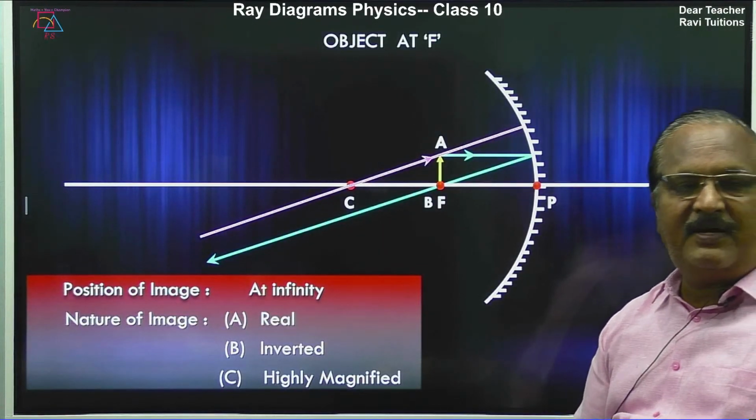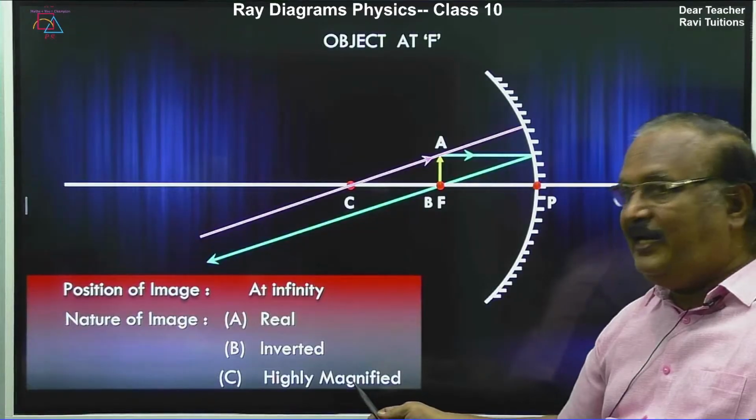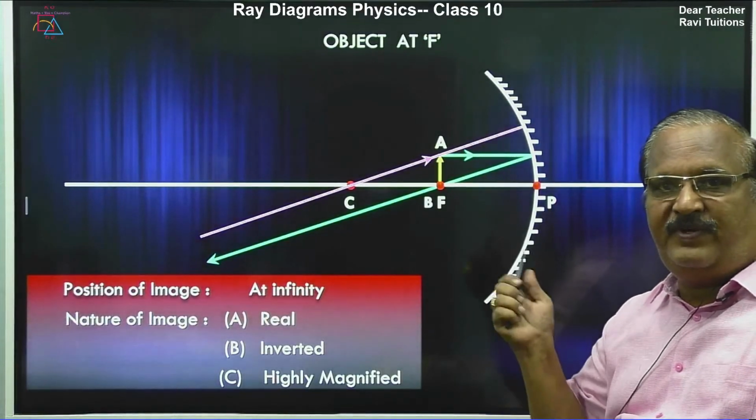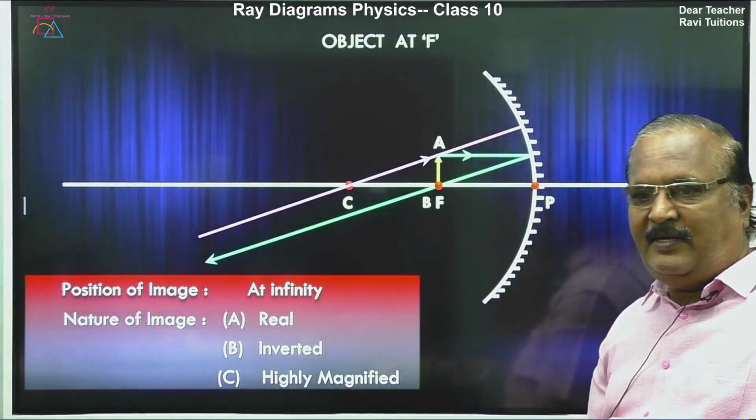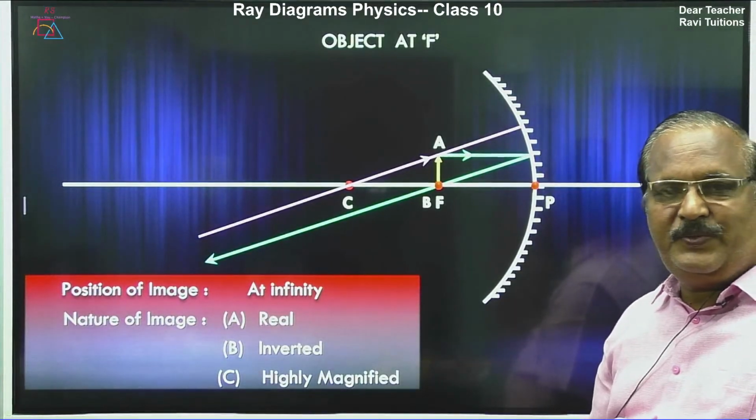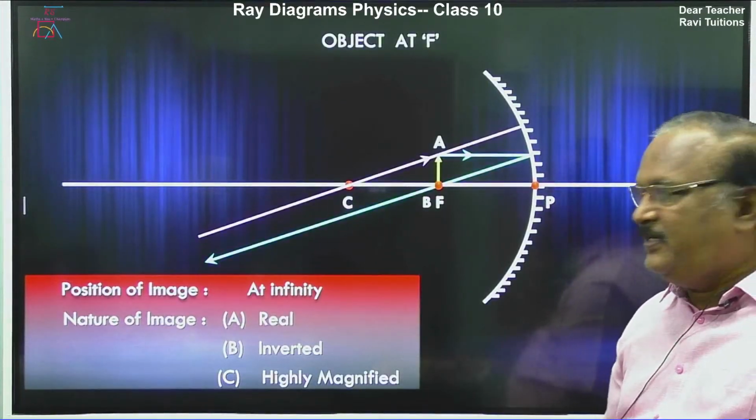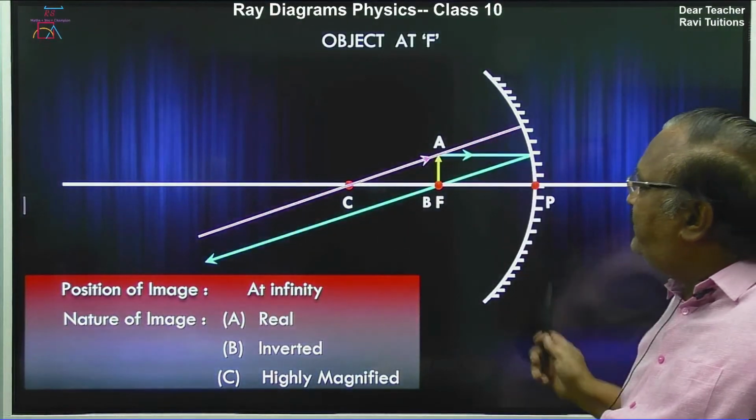Yes, you are right, Bhavesh. Enlarged, highly magnified is a proper word for this. You can use highly magnified, or highly enlarged. So this is object F at F.